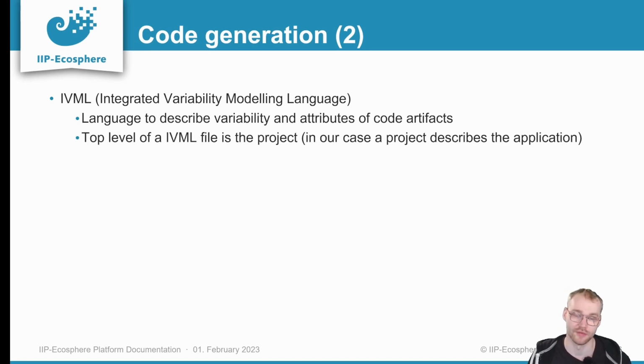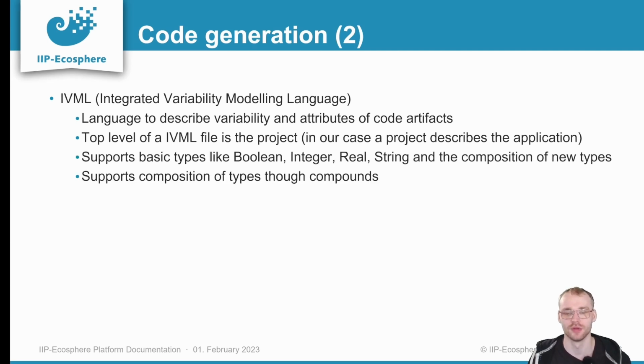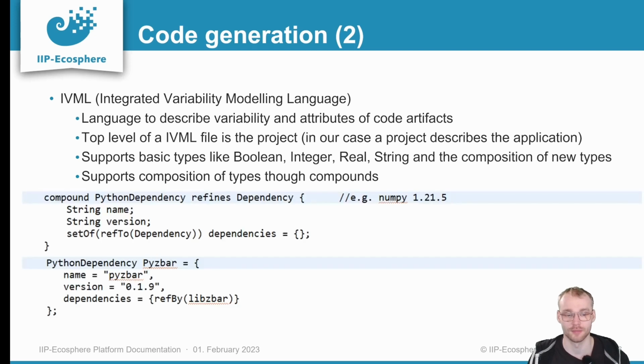The top level of an IVML file is the project. In our case, a project describes an application. It is similar to a class in Java, which is on the top of the file, and the needed part for also the instantiation process to be known. It supports basic types like Boolean, integer, real, string, and the composition of new types, which is what we will use to create our data types. It supports the composition of the new types through compounds. We have an example at the bottom of the page.